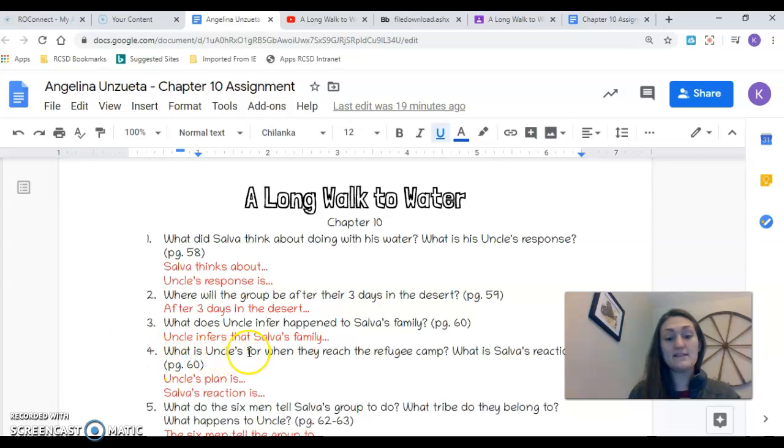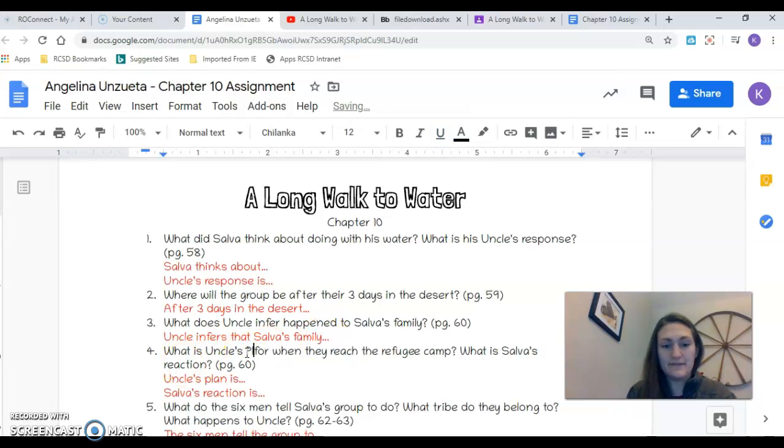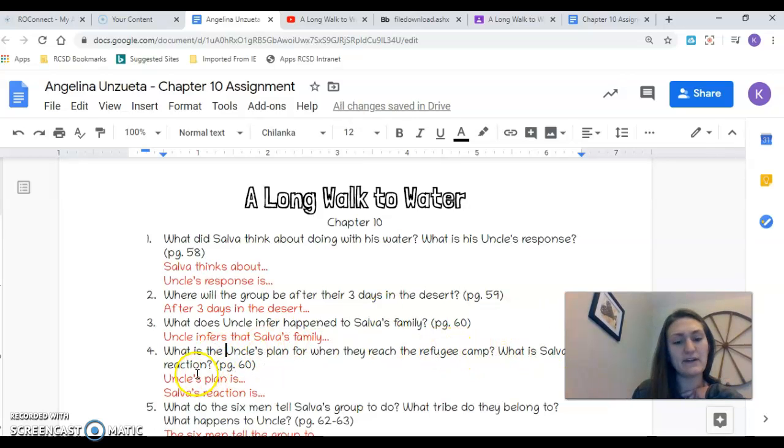4. What is uncle's plan for when they reach the refugee camp? What is Selva's reaction? Uncle's plan, this is missing plan, sorry. Yours is missing the typo too. What is the uncle's plan for when they reach the refugee camp? What is Selva's reaction? Uncle's plan is, Selva's reaction is. Okay, and now I'm going on to question 5.